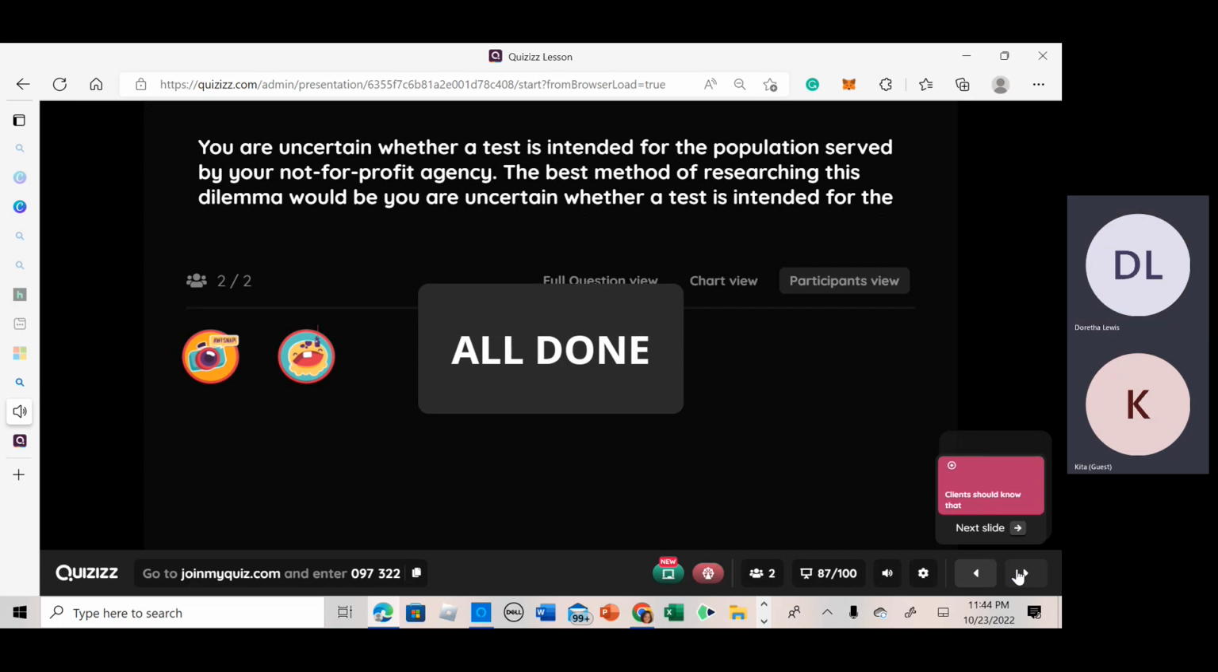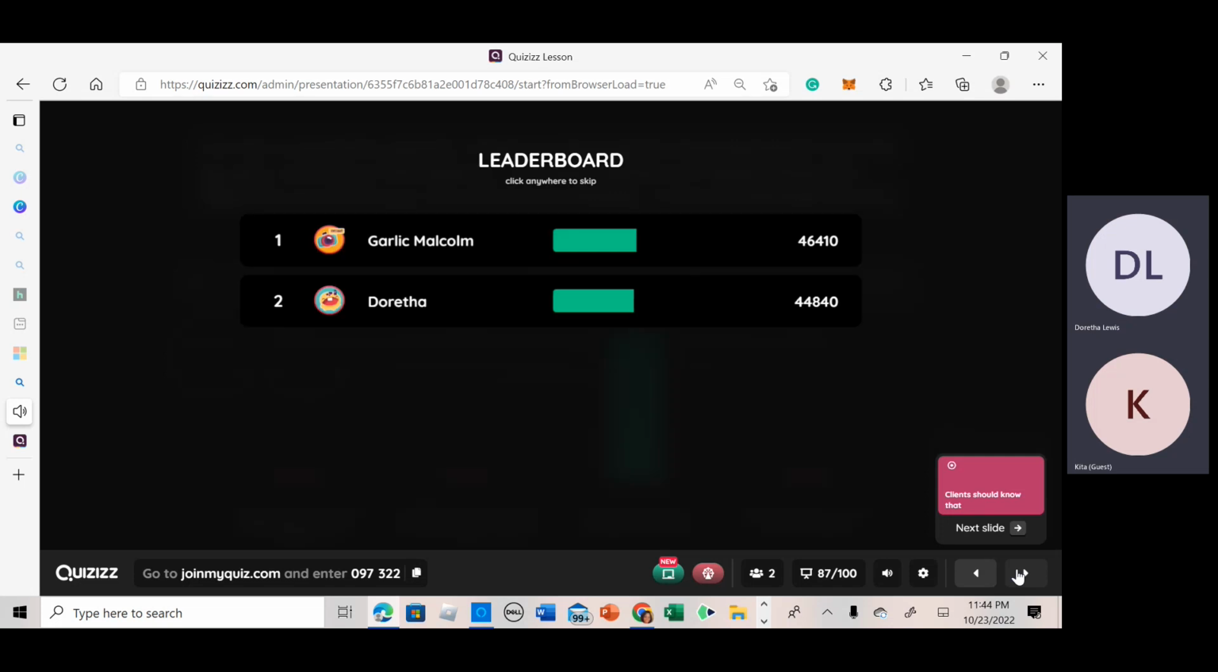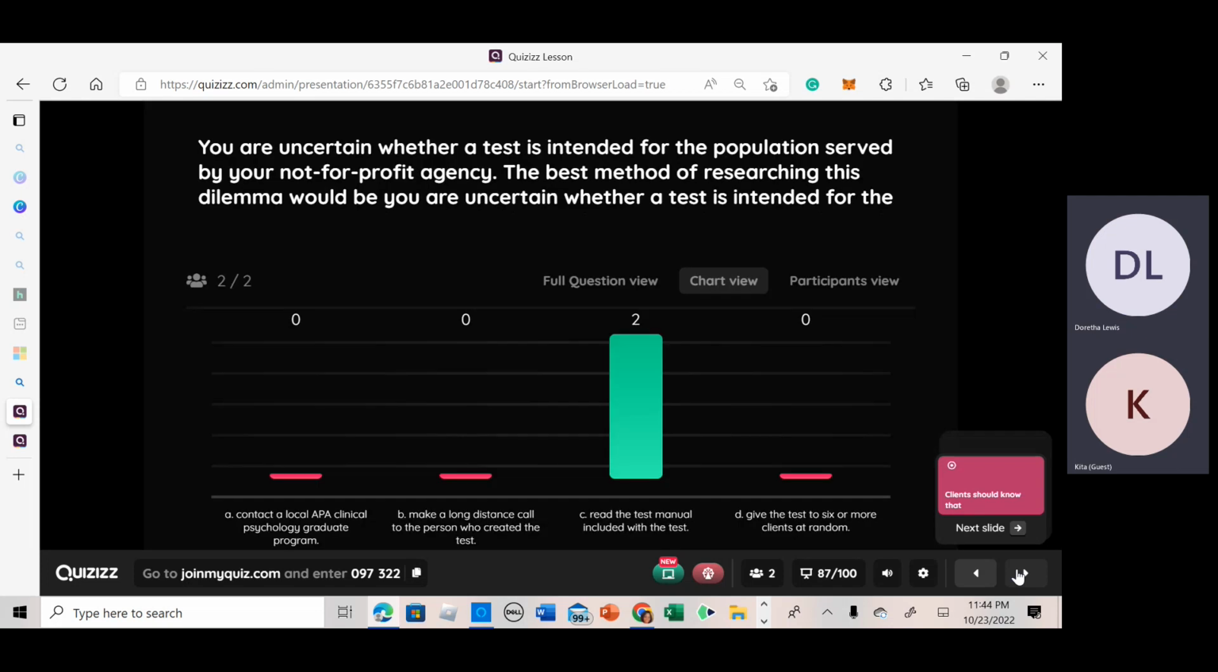You are uncertain whether a test is intended for the population served by your not for profit agency. The best method of researching this dilemma will be... Um, the best answer is C. Read the test manual included with the test.